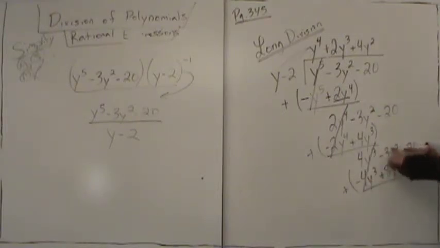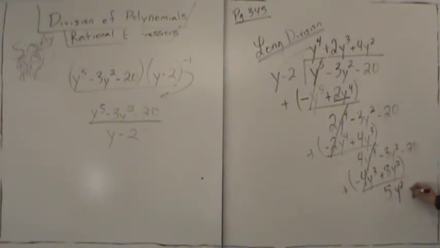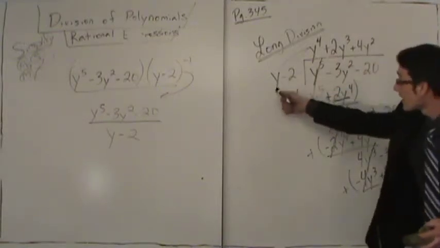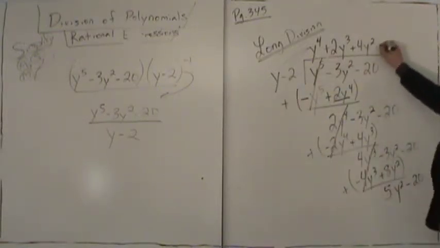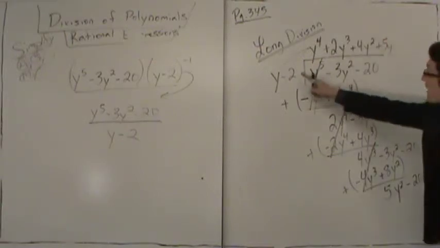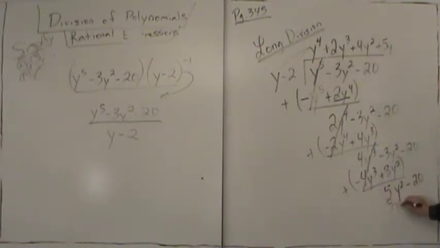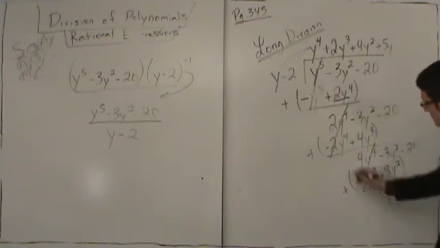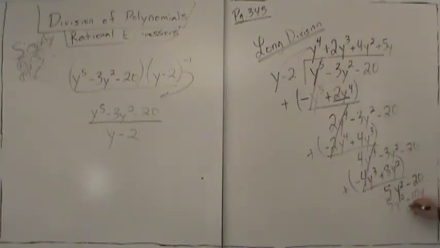And these do combine because y squared matches y squared. What matches doesn't change. Add what's in front. Negative 3 plus 8 is 5. We get 5y squared. Bring down the negative 20. Start the process over again. What times y gives 5y squared? Hopefully you say 5y. 5y times y is 5y squared. 5y times negative 2 is negative 10y. And change your signs and add.